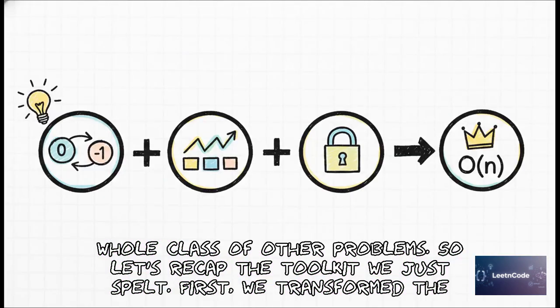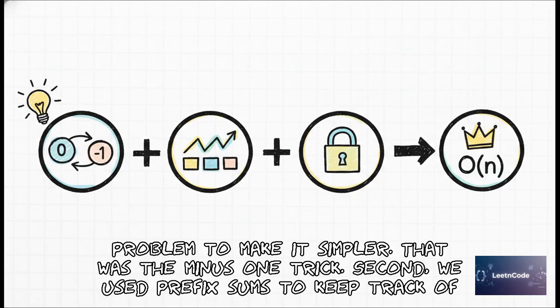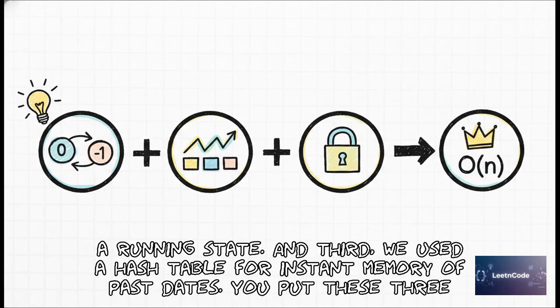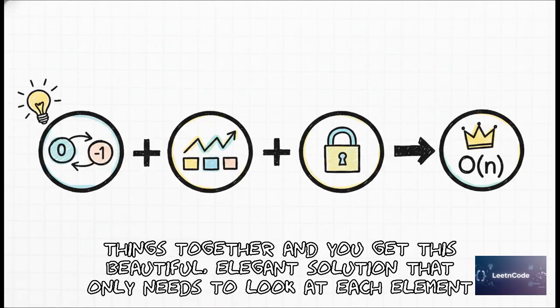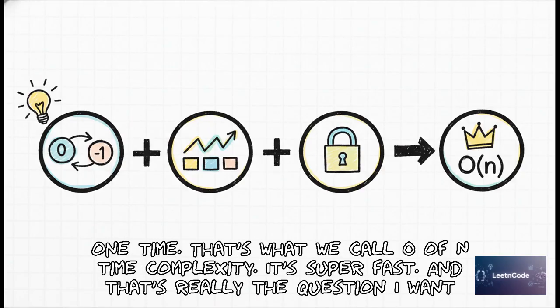So let's recap the toolkit we just built. First, we transformed the problem to make it simpler. That was the -1 trick. Second, we used prefix sums to keep track of a running state. And third, we used a hash table for instant memory of past states. You put these 3 things together and you get this beautiful, elegant solution that only needs to look at each element one time. That's what we call O of n time complexity.